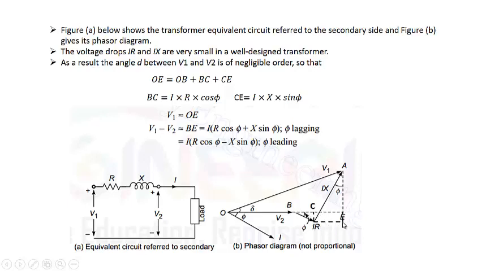So we can calculate this value. This will be nothing but the sine component of this IX. That means CE will be equal to IX sine of phi. So BE will be equal to IR cos of phi plus IX sine of phi. That means V1 minus V2, which is approximately equal to BE, will be equal to IR cos of phi plus IX sine of phi for lagging. And for leading also, you will see that this will be equal to this value. So I think I will stop over here. We will continue in the next class. Thank you.